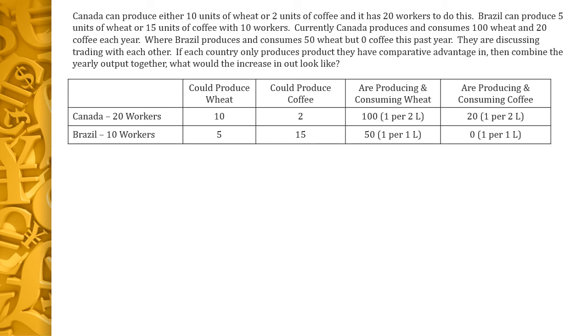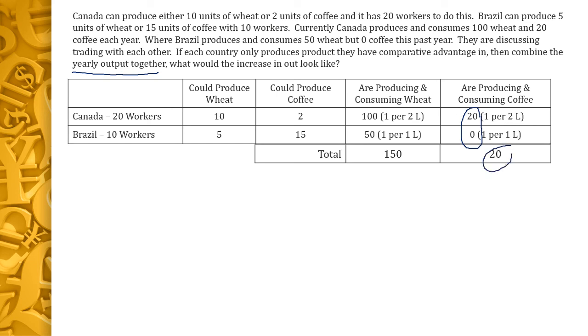Now, once we know that, one of the things we're going to need to know is the totals. Why? Because they told us they want yearly output. So how is the yearly output going to change? That's really not hard to do. No coffee over here, so we're only making 20. We combine these, we make 150. Makes it really easy.